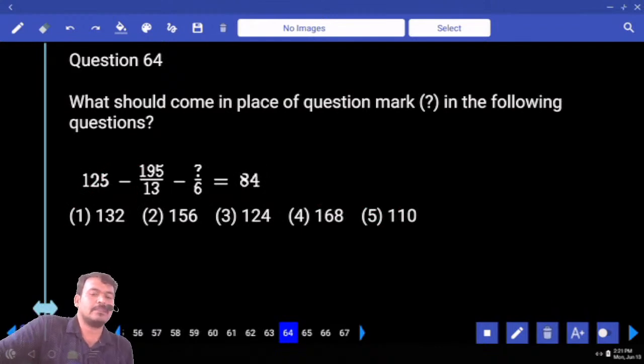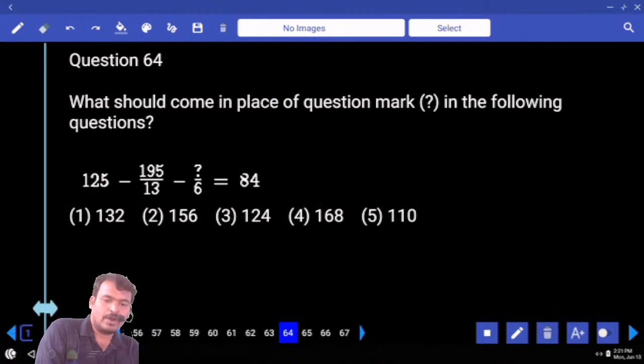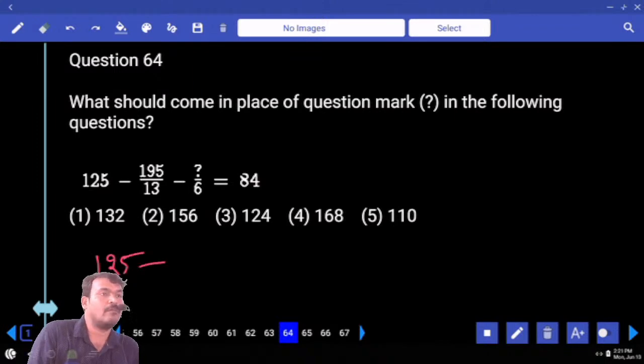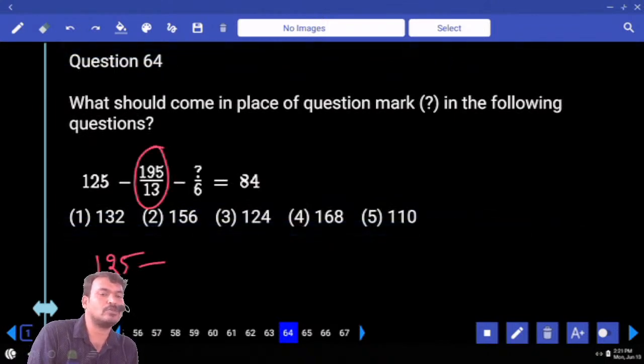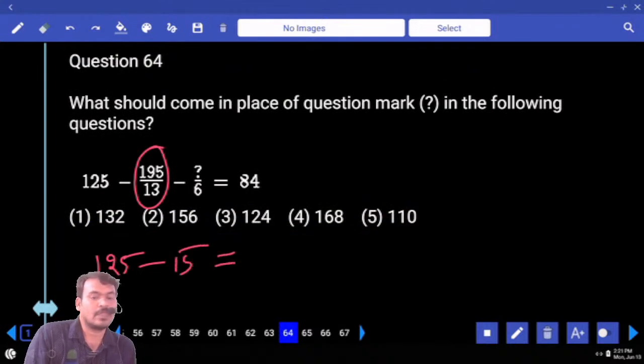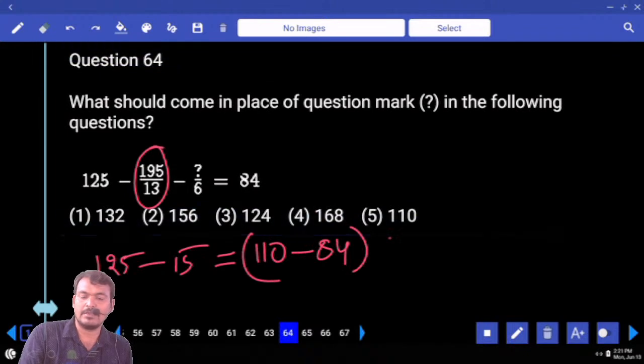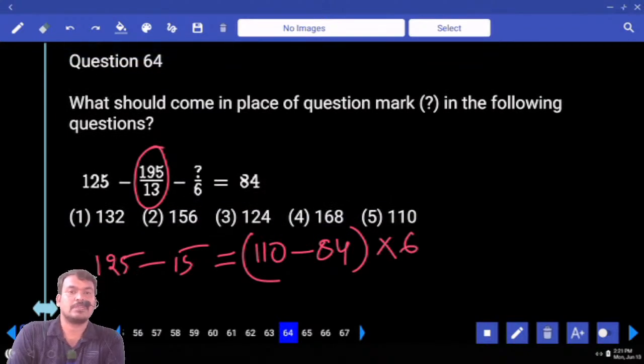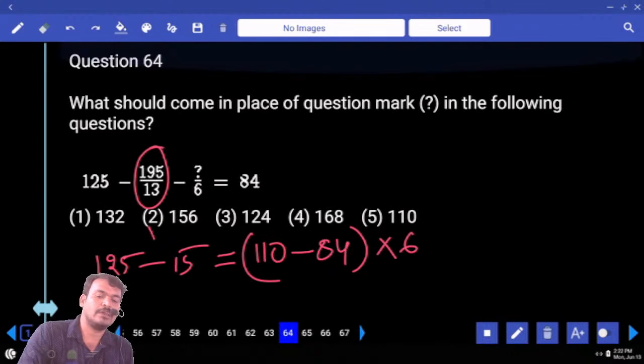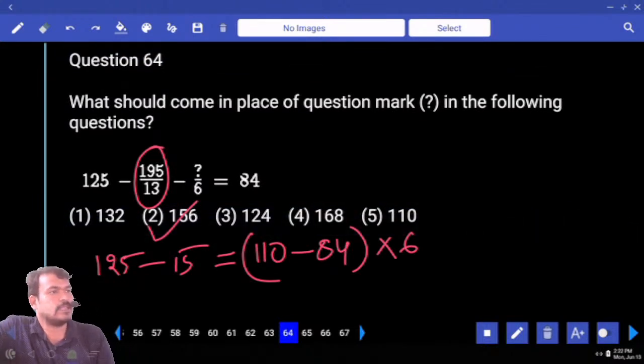First priority is the left-hand side value or not? 125 minus 195/13 means almost 15 times or not? 125 minus 15, 110. Out of 110 we are subtracting 84 or not? Again it is multiplied by 6 times or 7 times? 6 times. 110 minus 84, 26. 26 into 6 means 156 or not? The right-hand side denominator will become the left-hand side product or not?